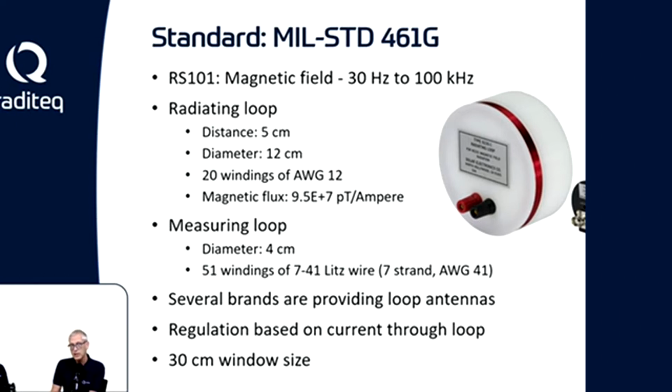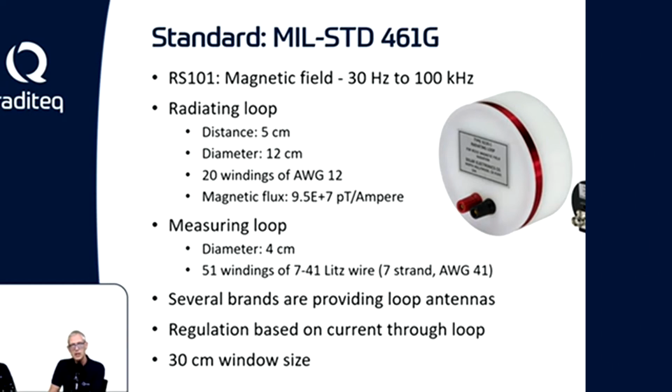The standard specifically describes how these loops should be generated. That's also because it's used for the current that's being injected in it, so that it's known which field is being generated. And for the radiating loop, the magnetic flux is specified as being 9.5 times 10 to the power of 7 picotesla per ampere for each ampere that's running through the loop. So in this way, it's defined what the magnetic field is being generated.